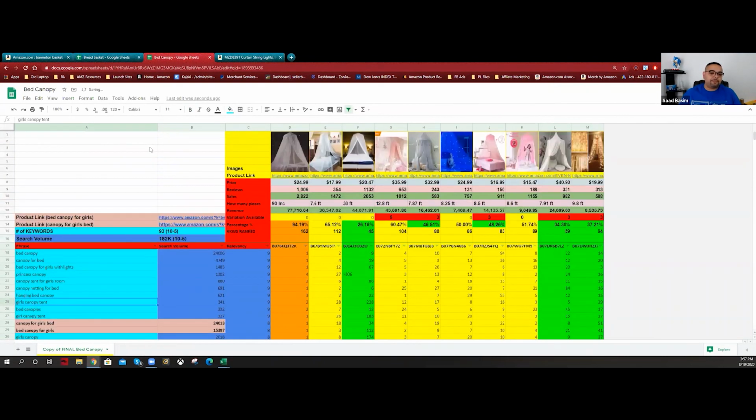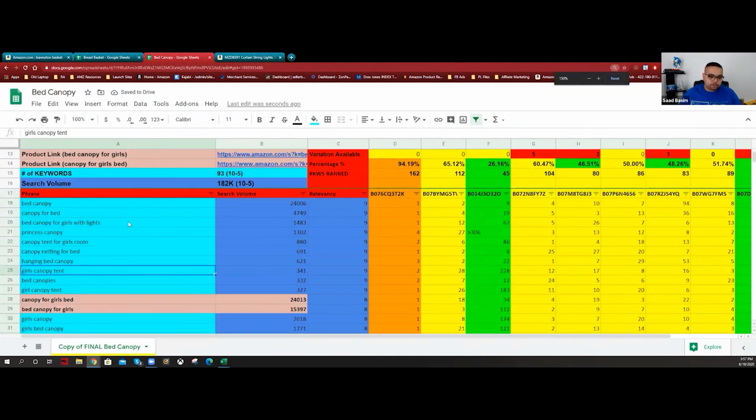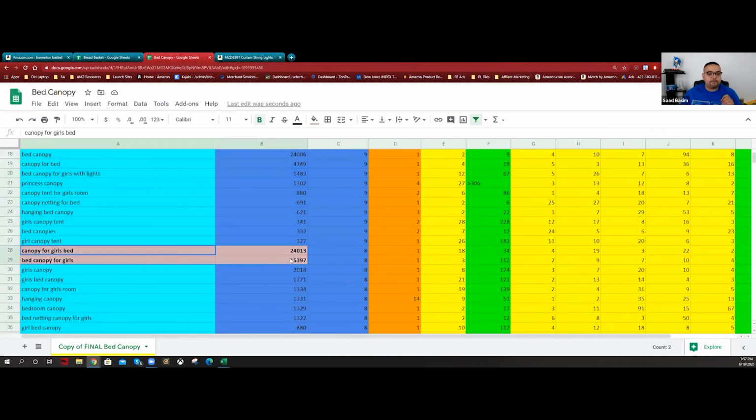What I did here, let me go back here. I'm looking at what they're ranking for: bed canopy, canopy for bed. Then I saw bed canopy for girls has a good search volume. Then I came here. Canopy for girls, bed canopy for girls, both of them have high search volume, 39,000. When I looked at this product, I was just looking for bed canopy.